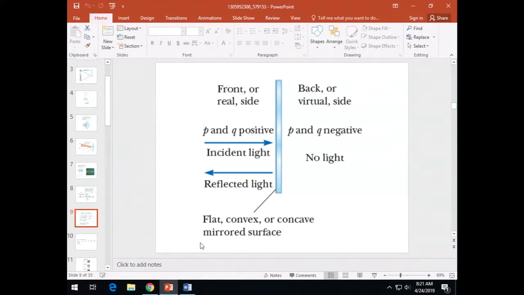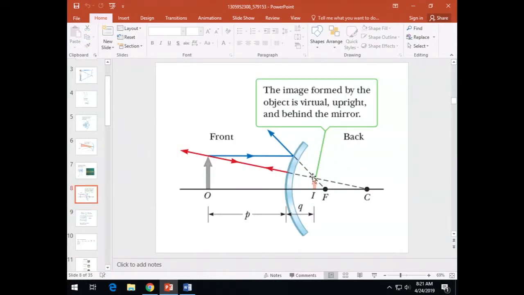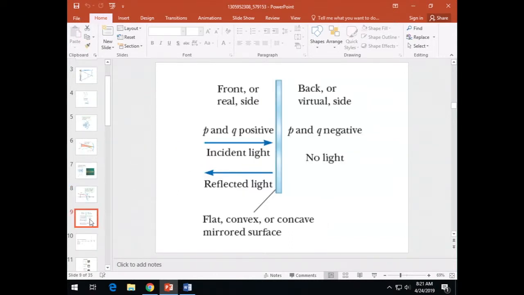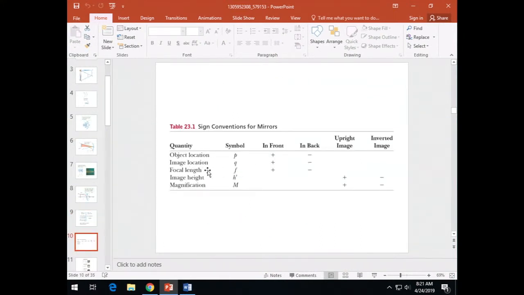And then I can have flat, concave, or convex mirrors. This is the concave side, and this is the convex side. Concave, if you think of a cave. This is convex. And then you've got flat mirrors. So our sign conventions are: if I'm in front, on the real side, it's positive. If I'm in back, on the back side, it's negative. If I have an upright image, it's positive. If I have an inverted image, it's negative.